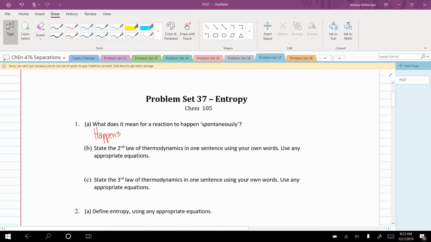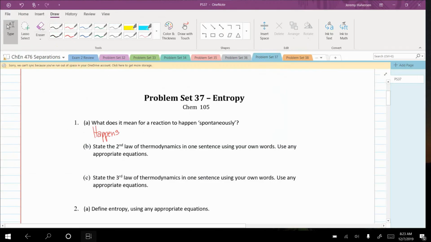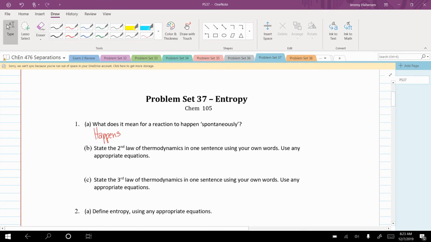All right, state the second law of thermodynamics in one sentence using your own words. Use any appropriate equations. So the second law of thermodynamics is that the total change in entropy of the universe is greater than or equal to 0 at any given time.